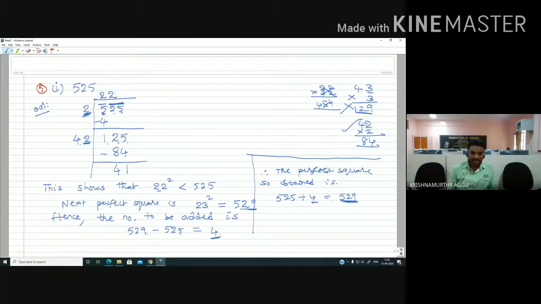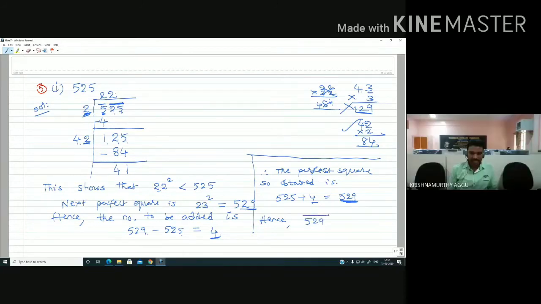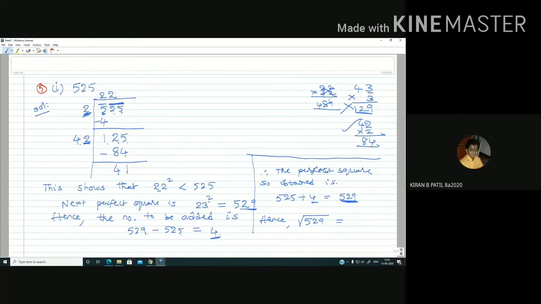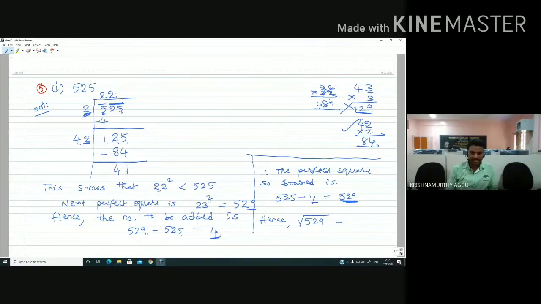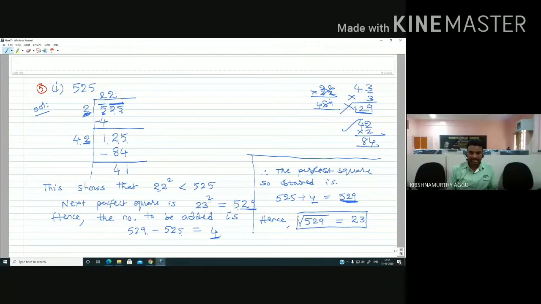In the question they asked us to find the square root of the obtained number. What is the obtained number? 529. Its square root you need to find. Listen, the square of 23 is 529. The square root of 529 will be 23. So this is the way of solving the fifth bit.